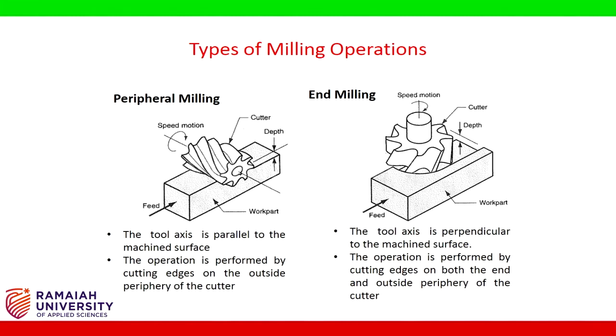Peripheral milling. In peripheral milling, the tool axis is parallel to the machined surface. The operation is performed by cutting edges on the outside periphery of the cutter. End milling. During the end milling process, the tool axis is perpendicular to the machined surface. The operation is performed by cutting edges on both the end and outside periphery of the cutter.